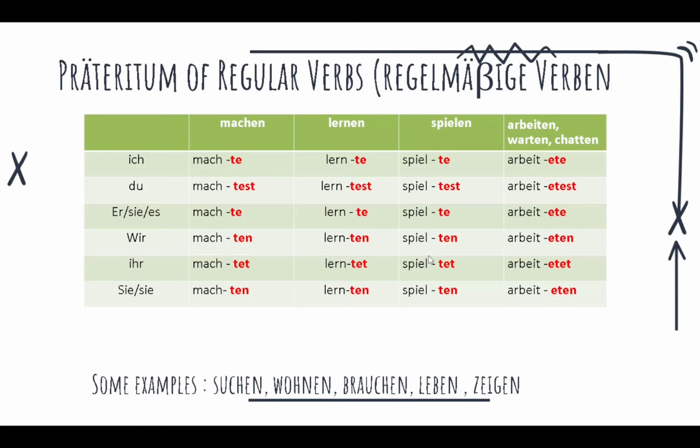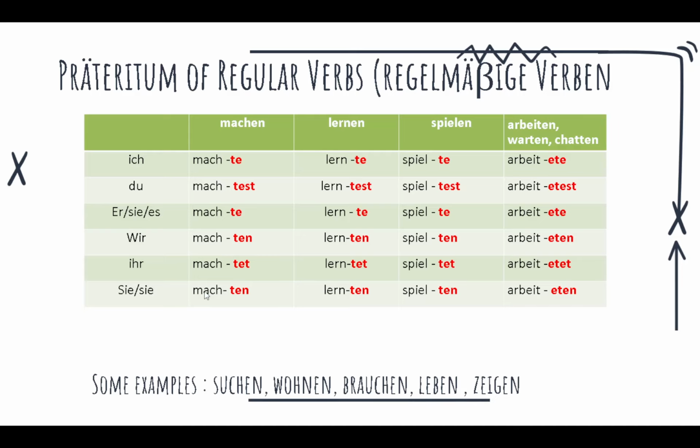Let's now learn how to make Präteritum or past tense of regular verbs, which are also called regelmäßige Verben. So the verb here is machen. How do we identify which verb is regular? When you remove en from a verb, what you get is called the root of the verb. If the root of the verb remains the same throughout and does not change, then that kind of verb is called a regular verb.